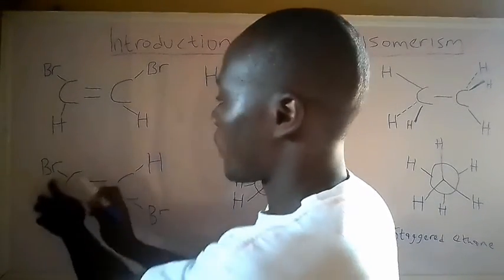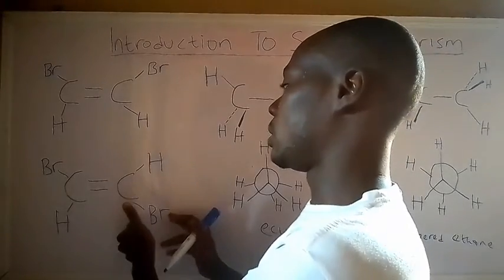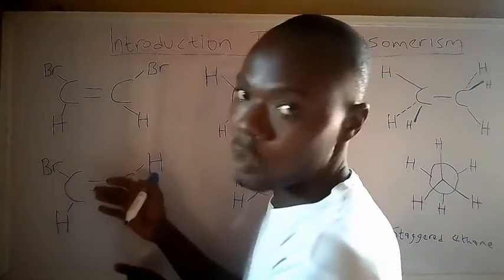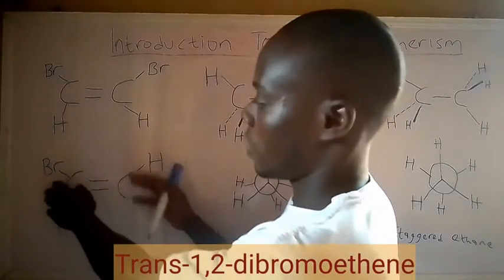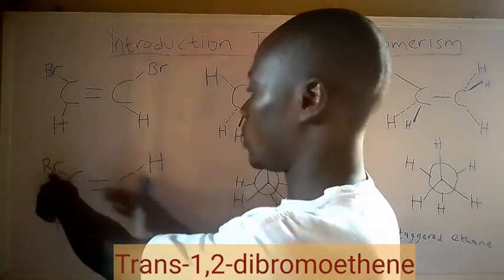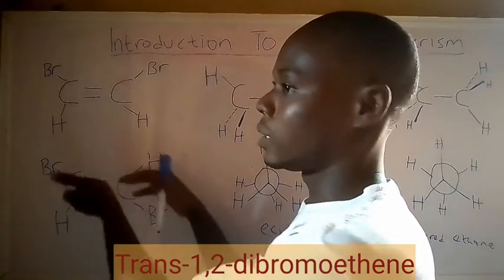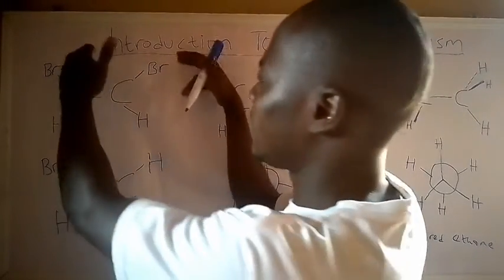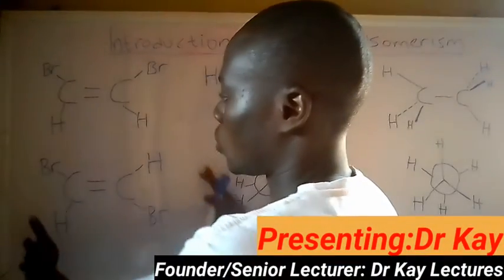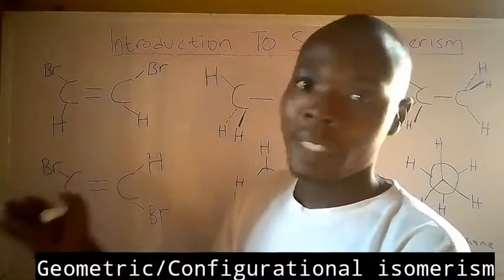Now look at the other one. We have our bromine here, and we have the second bromine here. So this is trans 1,2-dibromoethene. The reason why it's trans is that the functional groups, apart from hydrogen, which is bromine, are on opposite sides, not on the same side this time around. That's why it is called trans. That's simply the difference. This example of isomerism is what you can call geometric isomerism or configurational isomerism.